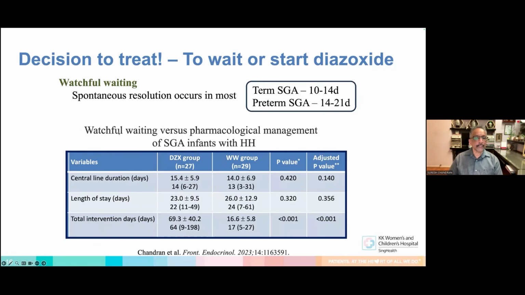We looked at watchful waiting versus pharmacological treatment. In these babies, we looked at 3 parameters: central line duration, length of stay, and total intervention days. When you give diazoxide, there is not much change in central line duration and length of stay. But the significant difference is the total duration of treatment, because diazoxide babies go home on diazoxide, then remain monitored, followed up, and have a resolution fasting study. So the total duration of treatment for them goes to 64 days, whereas in the watchful waiting group the mean is about 70 days. So statistically, it is significant. So we are justified in delaying the treatment with diazoxide if possible.